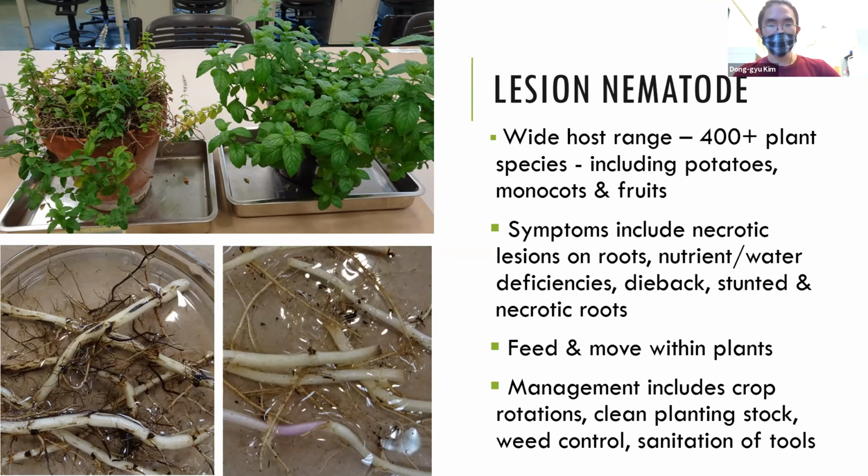Management options for the lesion nematode include crop rotations, once again, checking whether your planting stock is clean of plant parasitic nematodes, controlling weeds, because once again, these plant parasitic nematodes with wide host ranges can survive even if your plant of interest isn't actively growing, and sanitizing tools, because like so many other plant diseases, nematodes can be easily picked up on tools and then transported to uninfested fields or soil.